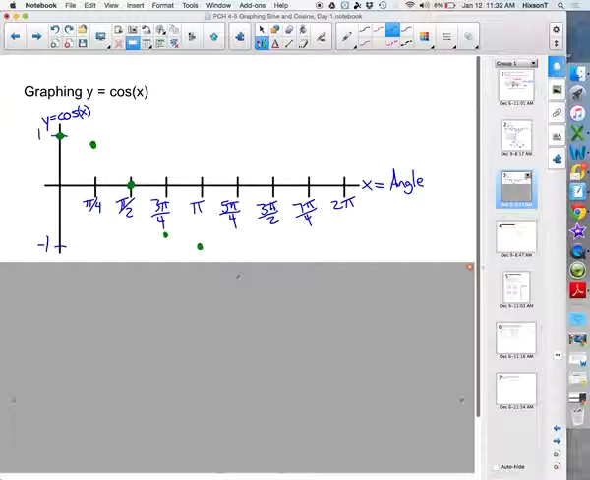Cosine of 5 pi over 4? Good. Negative root 2 over 2. Cosine of 3 pi over 2? 0. Cosine of 7 pi over 4? Good. Positive root 2 over 2. And cosine of 2 pi? We're back to 1. Now again, this is a curve. So here is our cosine curve.